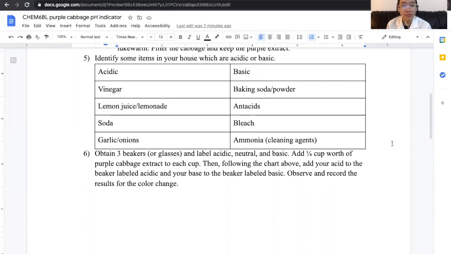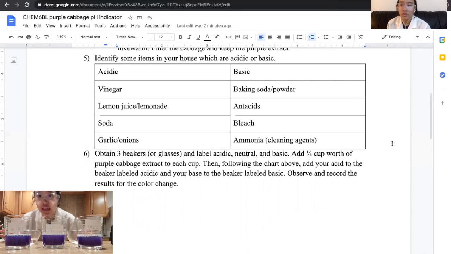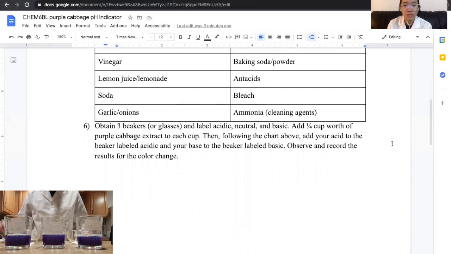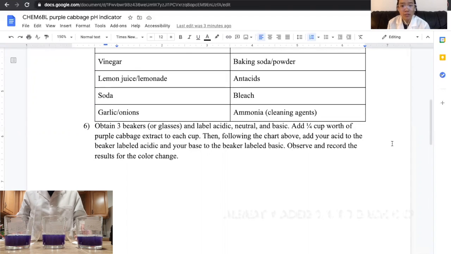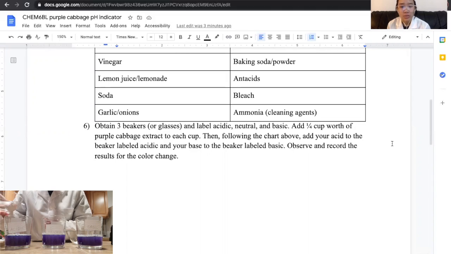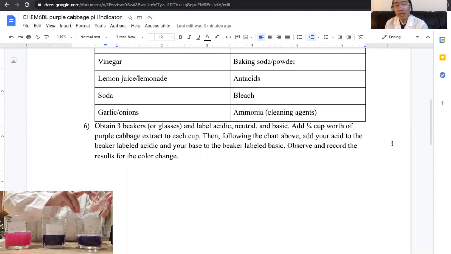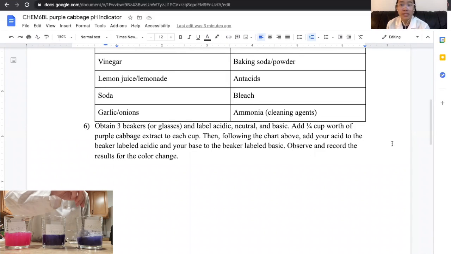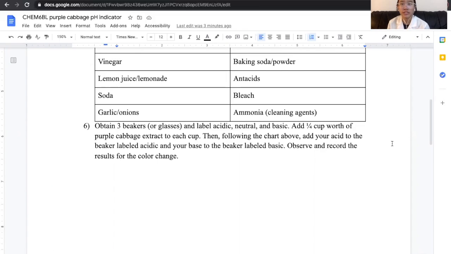Then in step 5, there are plenty of acidic and basic substances in the house that you can use. Once you've identified which substances you're going to use, you can move on to step 6, which is obtaining 3 beakers and labeling them acidic, neutral, and basic. Then add approximately 1/4 cup of your purple cabbage extract to each cup. Then add your acid to the beaker labeled acidic and your base to the beaker labeled basic. Because this is a pH indicator, you're going to see color changes, so you should observe and record the results for those color changes.